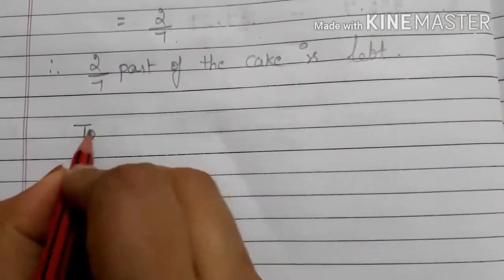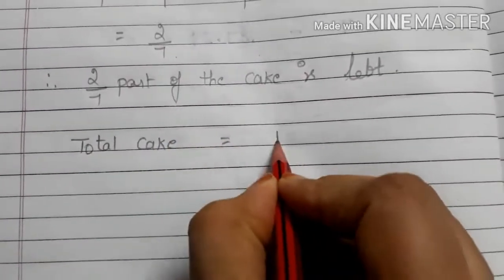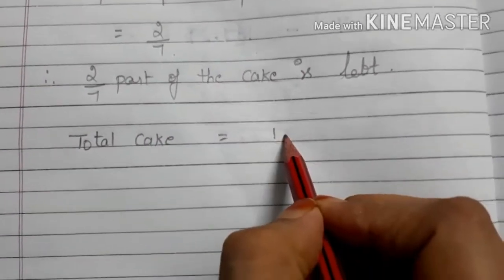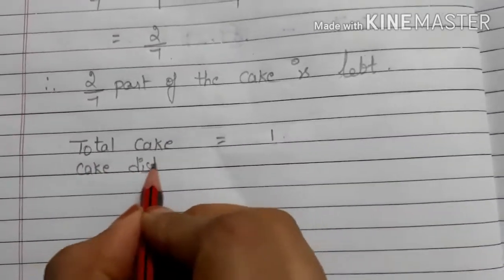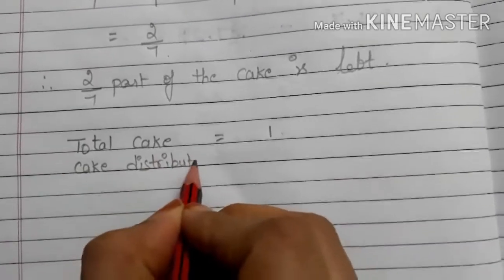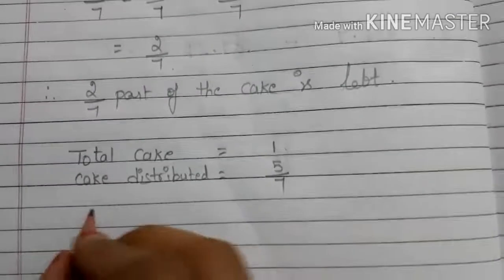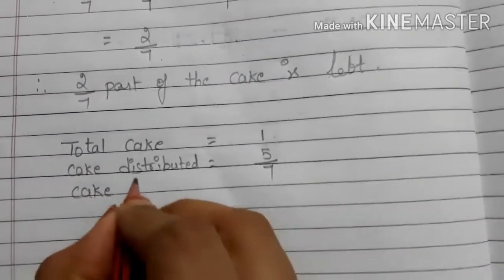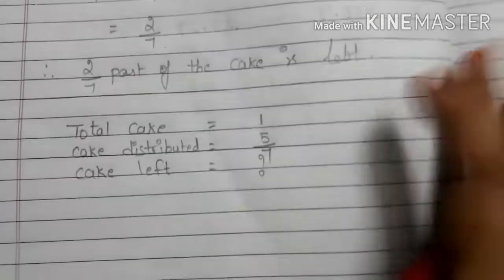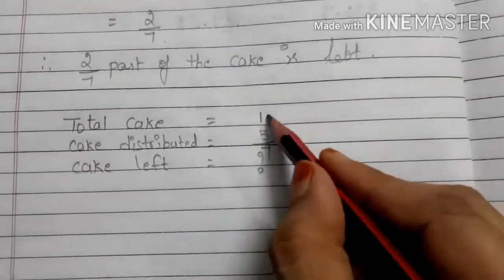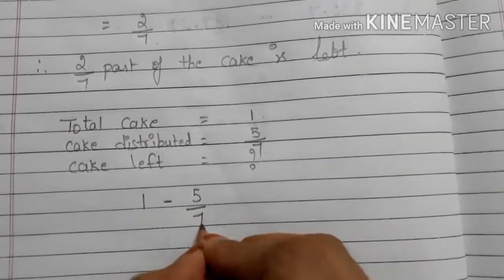Right here, total cake is equal to 1. Here I am taking 1. Cake distributed is equal to 5/7. Okay. Now cake left is equal to how much? Now we have to subtract 5/7 from 1. See, subtract here. 1 minus 5/7.